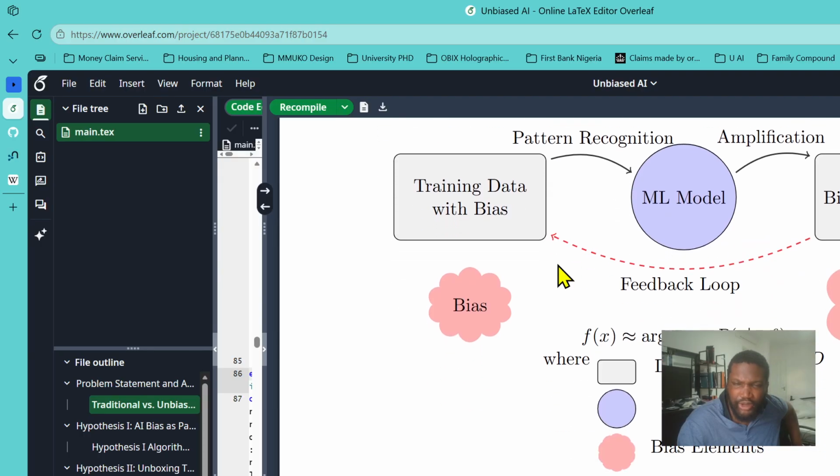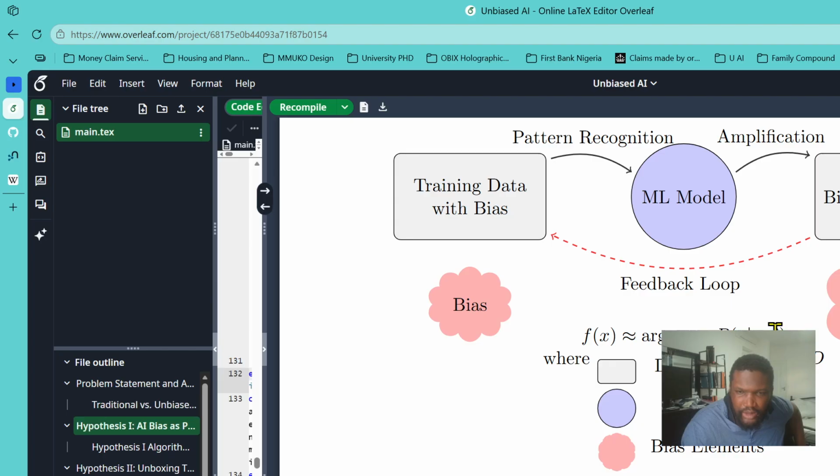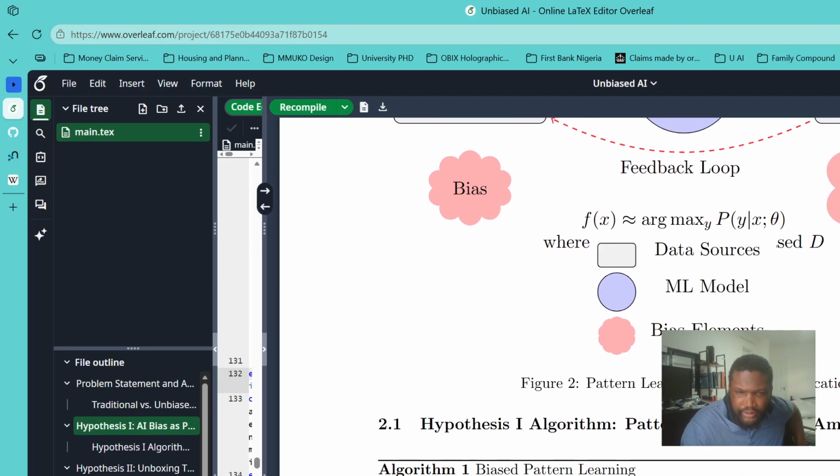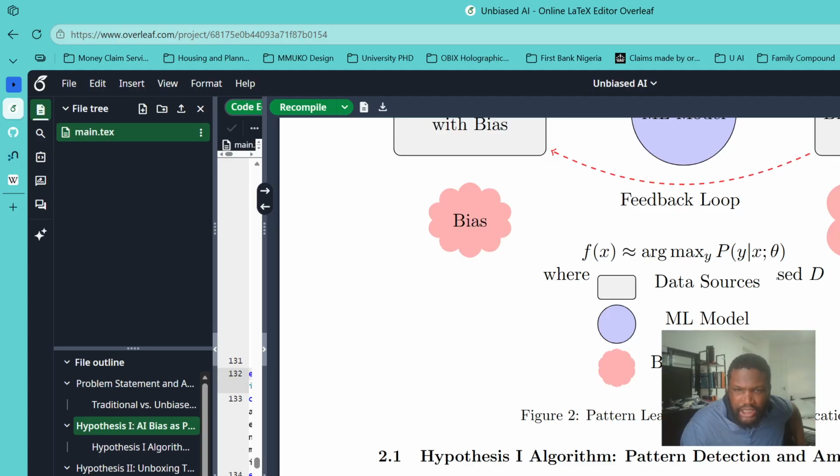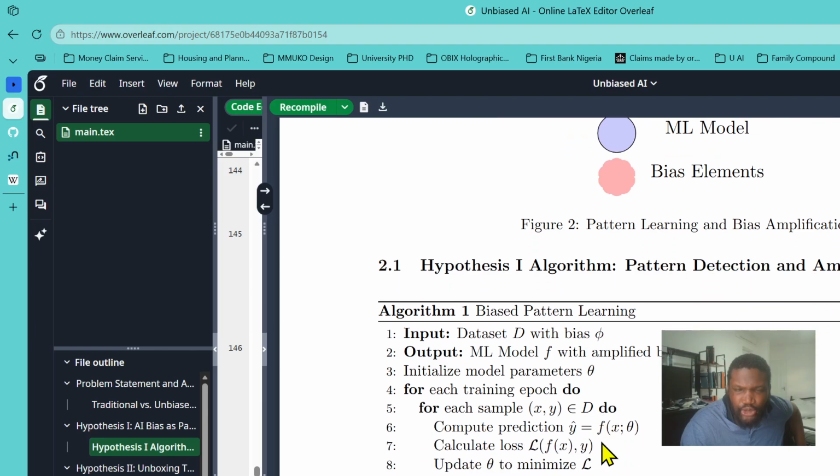You can recognize an image of a cat or a dog. This is the formula here: f(x) converted to argmax over y of P(y | x; theta). What does theta imply? Theta is the bias. Basically, this is all pseudocode.